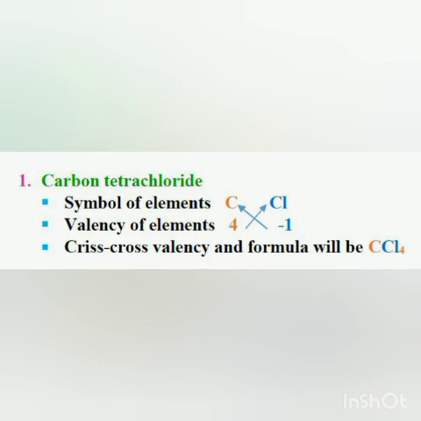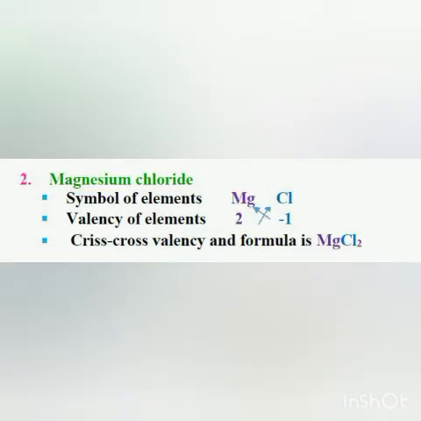Now how will we write the formula of magnesium chloride? First we will write the symbols. Now the symbol of magnesium is capital M and g, that is Mg, and the symbol of chloride is Cl. Now what is the valency of the elements magnesium and chlorine? The valency of magnesium is 2 plus or +2, and that of chlorine is -1.